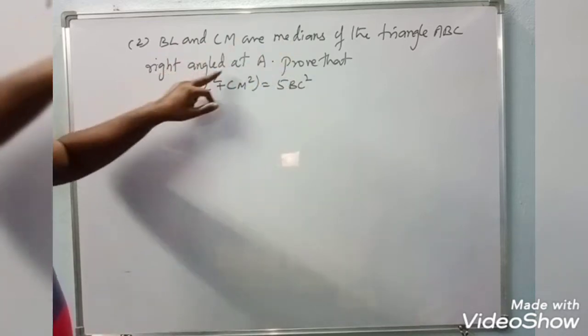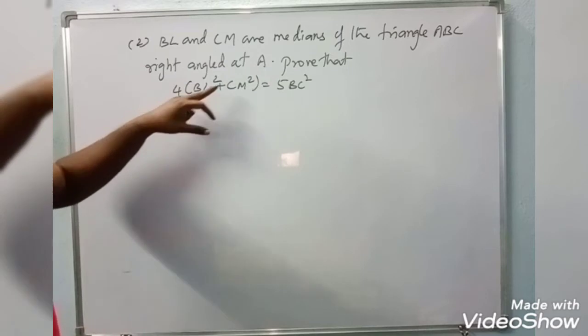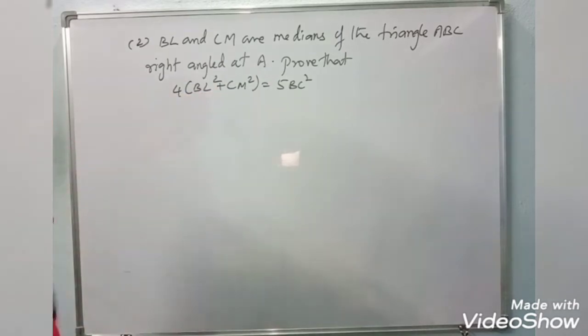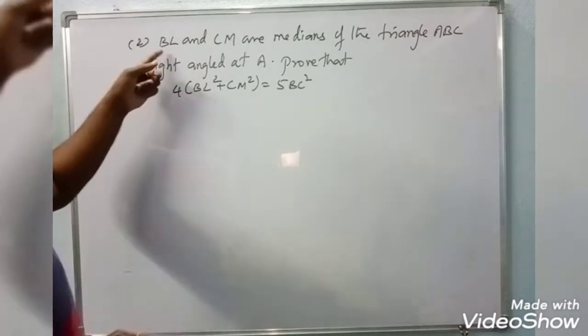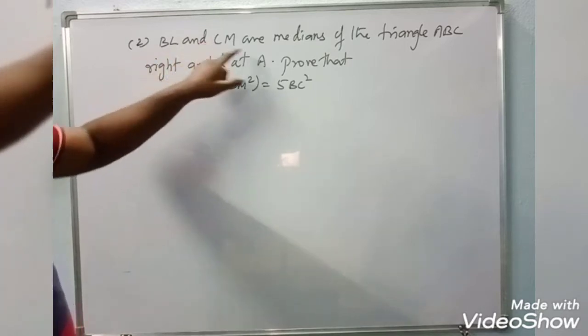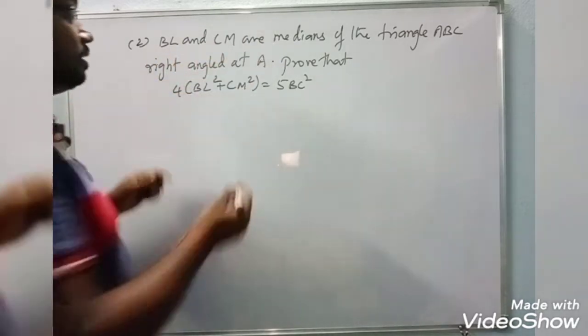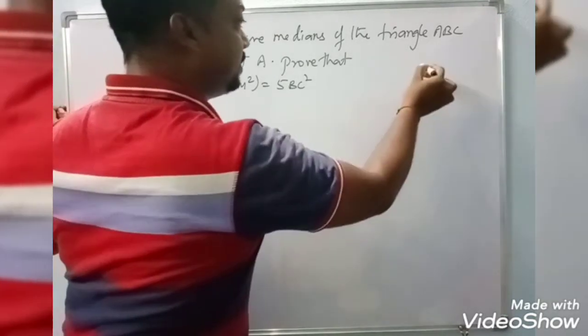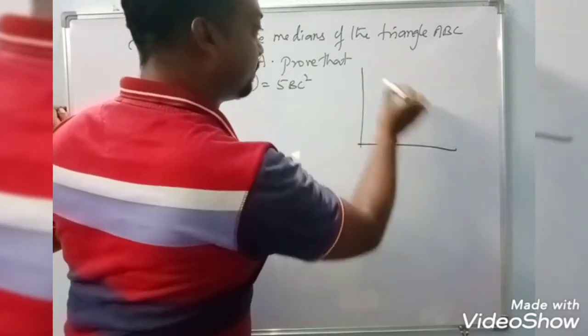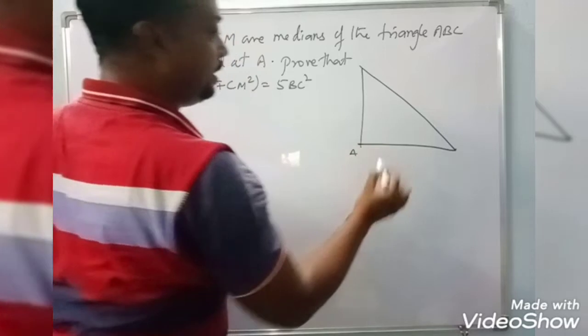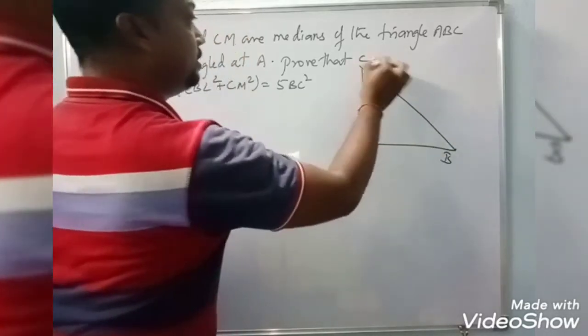Okay students, so coming to our next second problem: BL and CM are medians of the triangle ABC, right angled at A. Prove that 4 times of BL square plus CM square is equal to 5 times of BC square. Now here these two, BL and CM, are the medians of the triangle ABC, right angled at A. So if I draw the diagram here like this, this is right angle A, this is B and this is C.